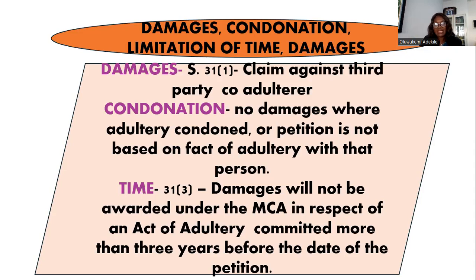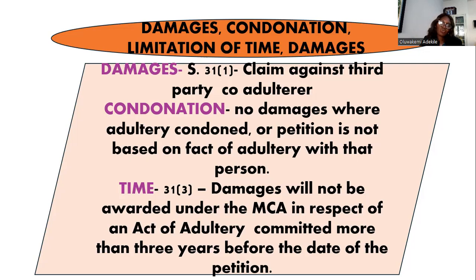Some other things that should be noted regarding adultery is the fact that a person can claim damages from the co-adulterer if, for instance, a wife was petitioning for divorce on the ground that the husband had committed adultery and she finds it intolerable to live with the husband. She could, if she names the specific person with whom he has committed adultery, claim damages from that co-adulterer. However, under section 31(1), that is where that right emanates from.